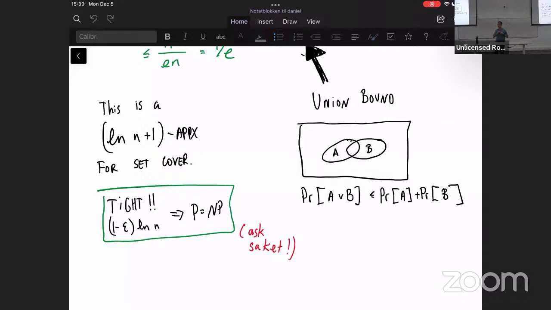It's exactly the same approximation ratio. So the greedy algorithm, the one that takes the most bang per buck: you take the set that covers the most elements, you pick it, then you remove it, and now you take the set that covers the largest number of yet uncovered elements, you pick it. You can show that that is also a ln n approximation.